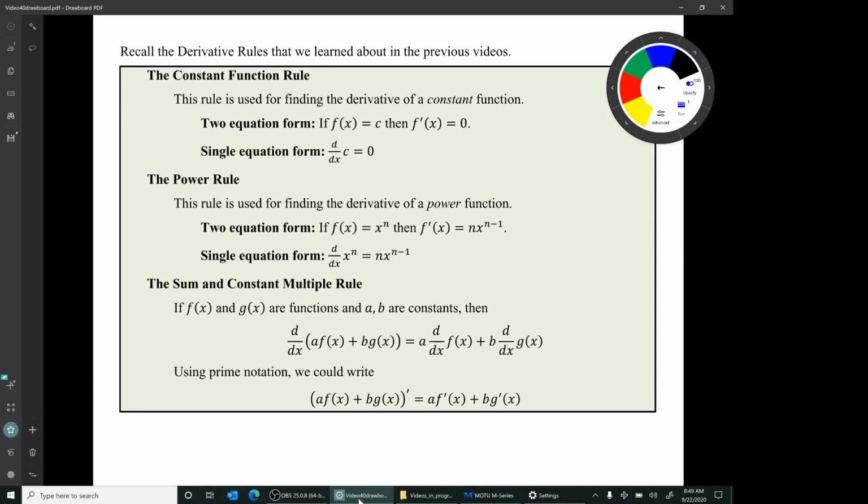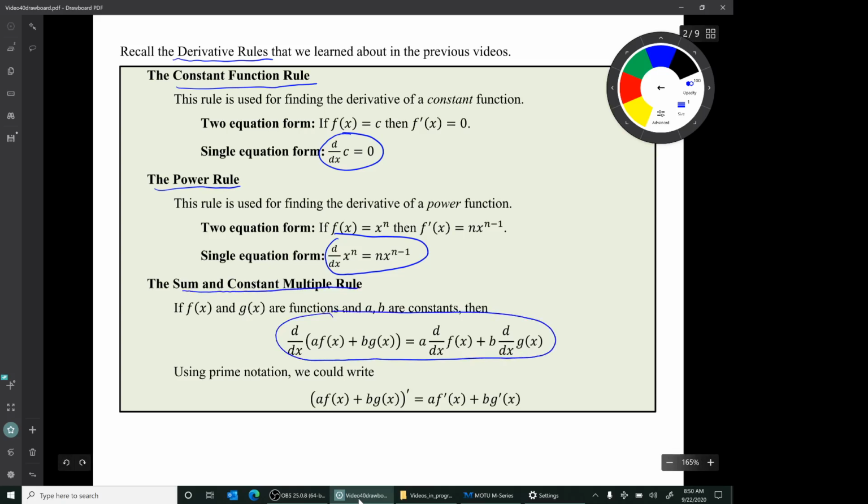Before starting new stuff, let's recall the derivative rules that we've learned about in previous videos. We have the constant function rule that says the derivative of a constant is 0. We have the power rule that says the derivative of a power function is obtained by this calculation. And we have the sum and constant multiple rule that says the derivative of an expression made up of a sum consisting of constants times functions is computed a certain way.